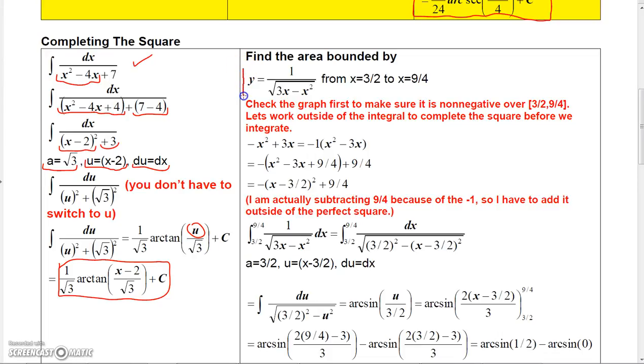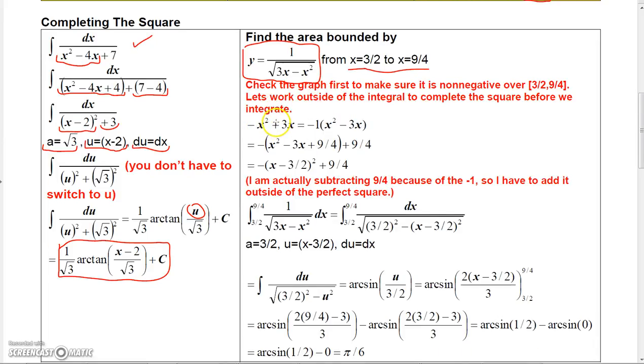Okay, now here is a function, and we want to find the area bounded by this function, the x-axis, from 3/2 to 9/4. Now you might want to check the graph first to make sure it's non-negative, but it is. So I'm going to go ahead. Let's work outside of the integral to complete the square. Well, 3x minus x squared, that's the same as minus x squared plus 3x. So let me factor a -1 out of that. Now when I factor a -1 out of that, I get a negative times x squared minus 3x.